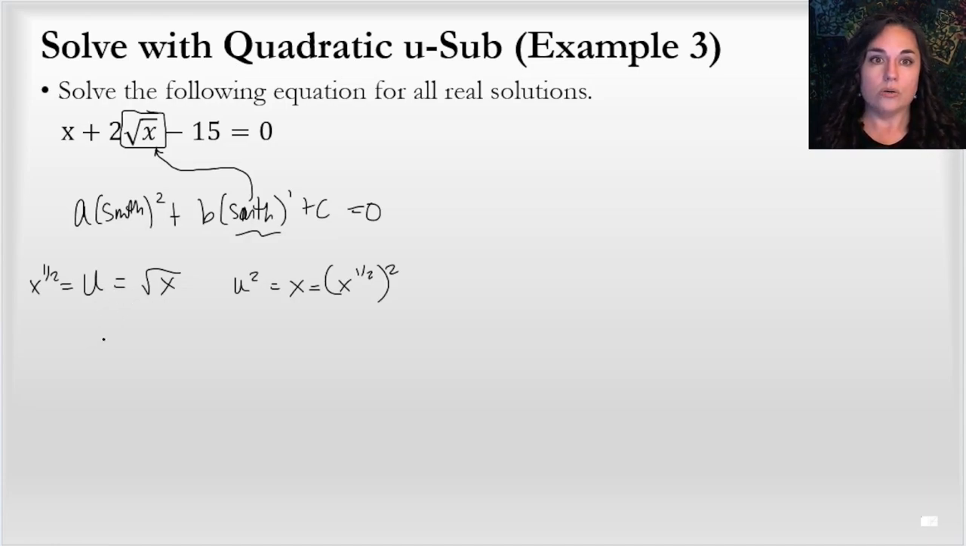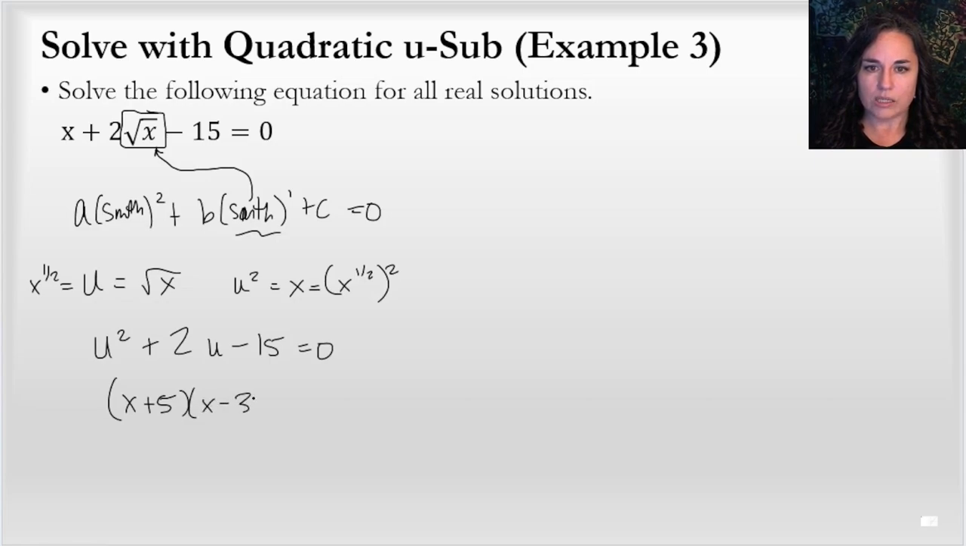Okay, so no more ado about u substitution. Let's go ahead and write out our new transformed equation to solve with our u substitution. Wherever I see the square root of x, I'm going to put u. Wherever I see x, I'm going to put u squared. So again, this factors nicely. What is that? x plus 5 times x minus 3 equals 0. I'm going to use the zero product property again. x plus 5 equals 0, or x minus 3 equals 0. So x equals negative 5, or x equals 3.